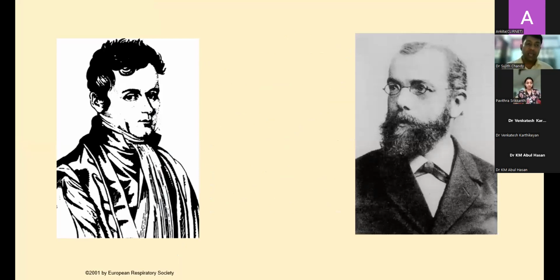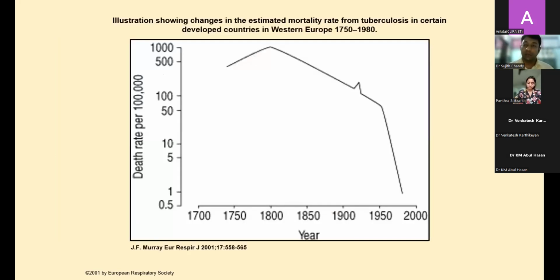Here on the left, we have Laennec, who invented the stethoscope. Coincidentally, he died of tuberculosis when he was just 45 years old. And on the right, we have Robert Koch, who identified the Mycobacterium tuberculosis organism. It was not until the early to mid 1900s, with the concept of chemotherapy and anti-tubercular therapy, that the mortality from TB began to decline.